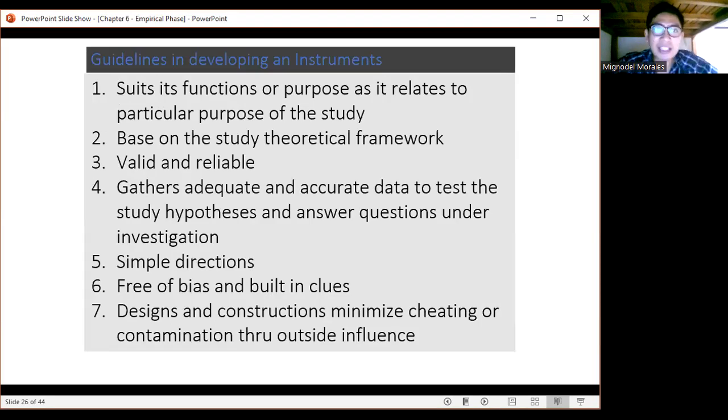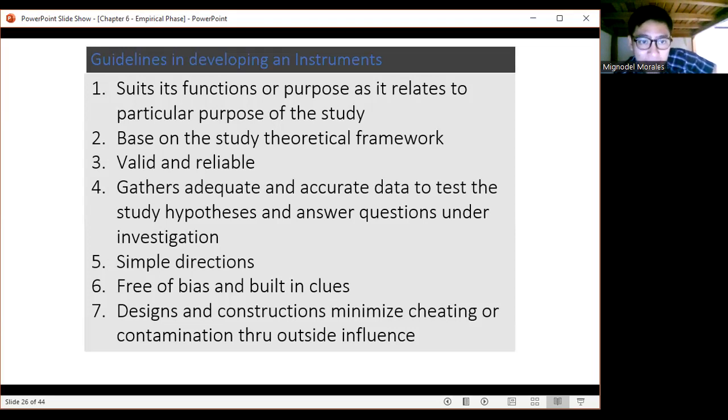So, guidelines in creating an instrument. Number one, it suits its function or purpose as it relates to the particular purpose of the study. Again, go back to your objectives. Next, it is based on the study's theoretical framework. Again, the theoretical framework is very important for you to identify variables applicable to your study, and every variable could be an item in your questionnaire.